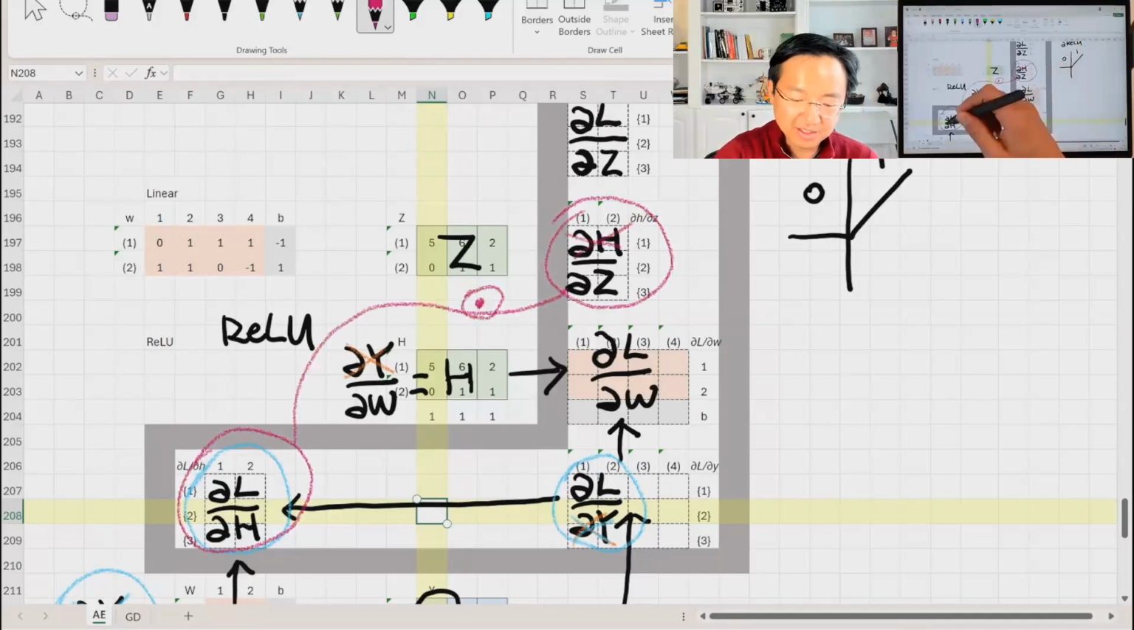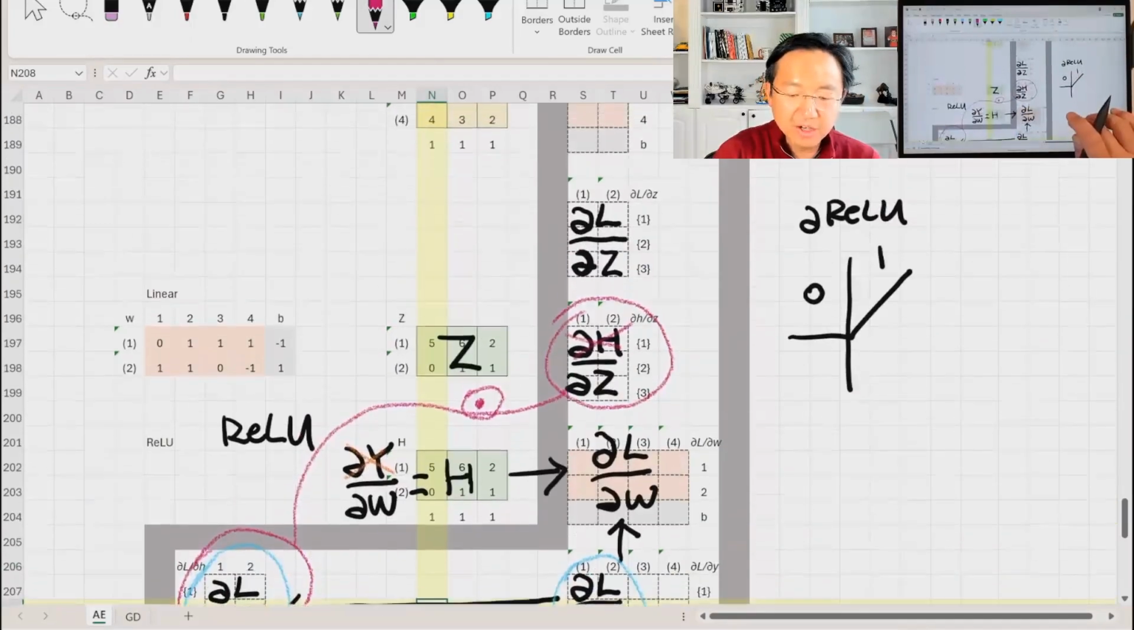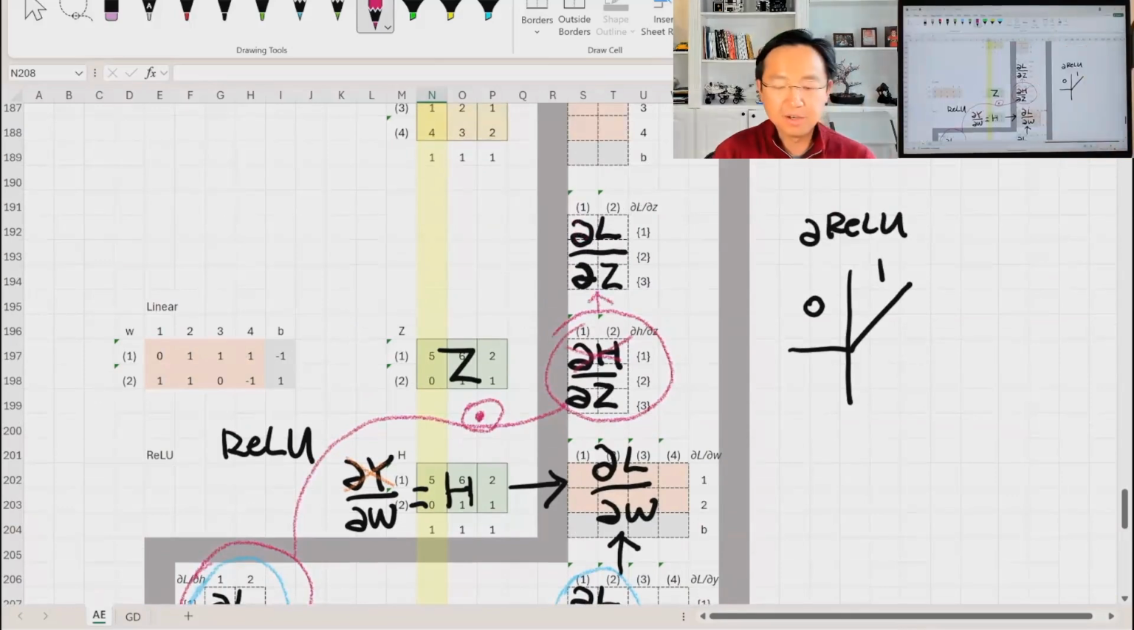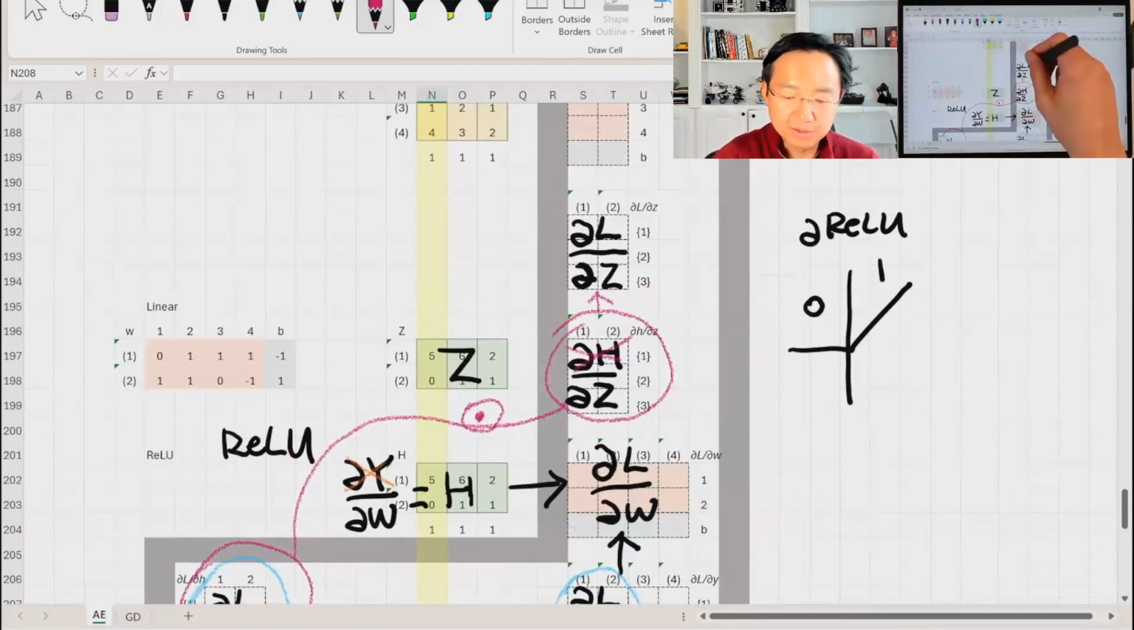We're canceling out H. What are we left with? L and Z, which are exactly what we have here. L and Z over here. So we just propagate one more time to this location.